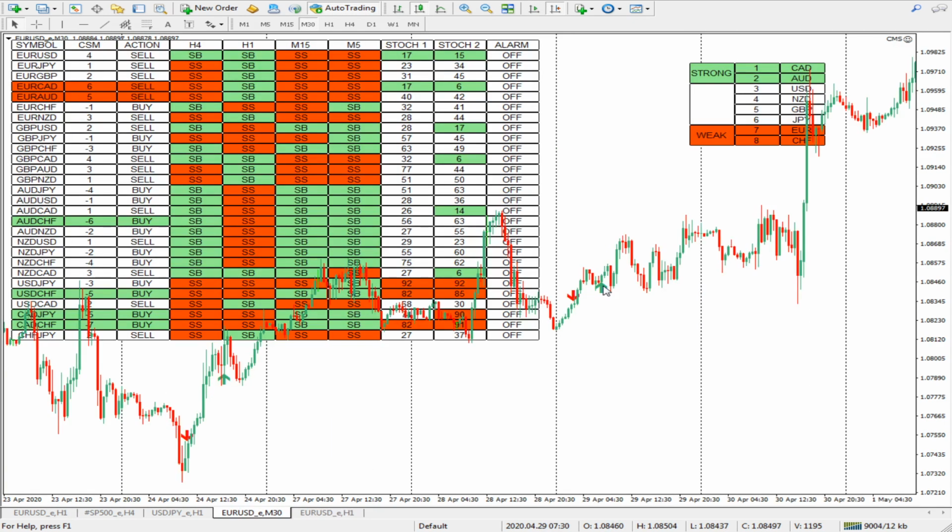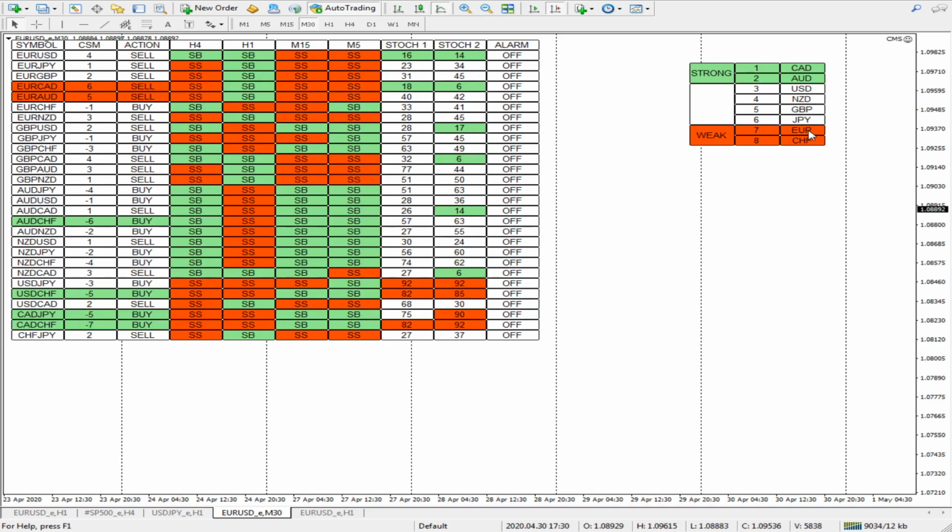Just a second, let me delete this. As I'm speaking now, we have Canadian dollar the strongest, then Australian dollar the next strongest, then euro, and then Swiss franc as the weakest. So today we are going to trade a combination of this and this.